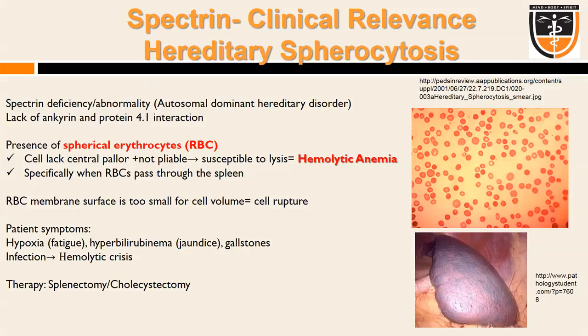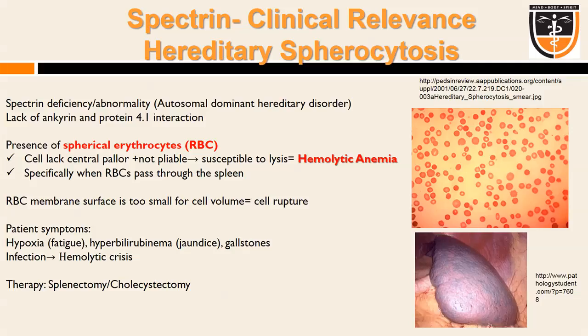So what are the patient symptoms with this disorder? They will develop hypoxia. Why? They feel they don't have enough oxygen, because these spherocytes are destroyed and do not carry enough oxygen with them. Okay. They will develop hyperbilirubinemia.